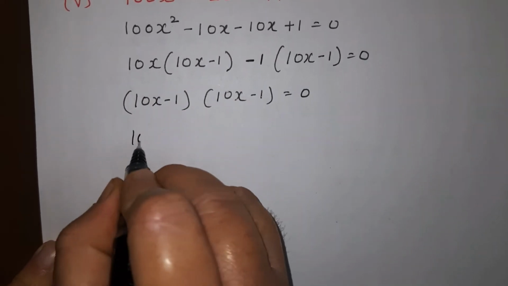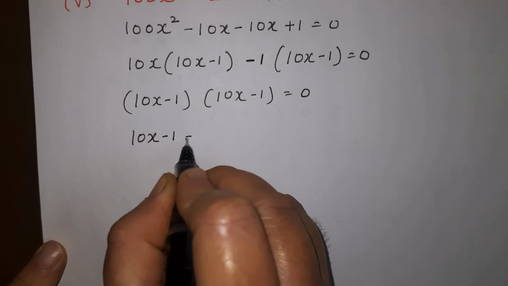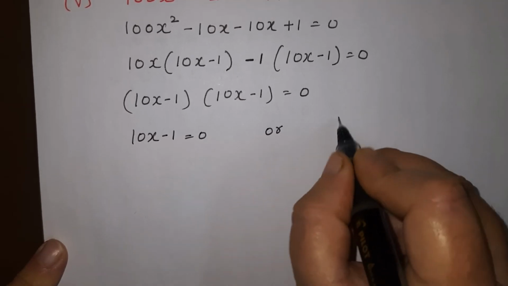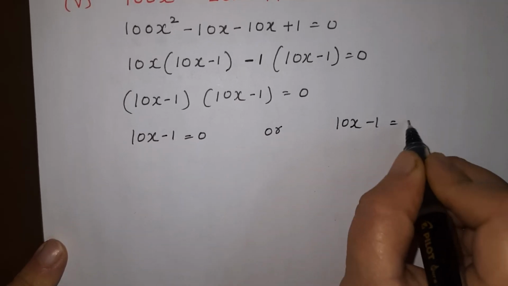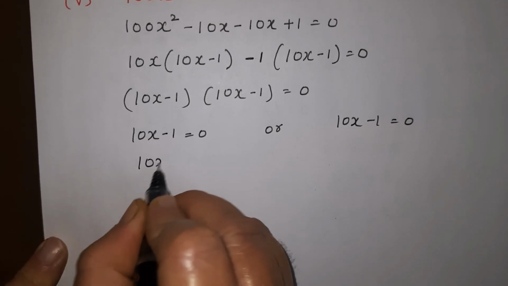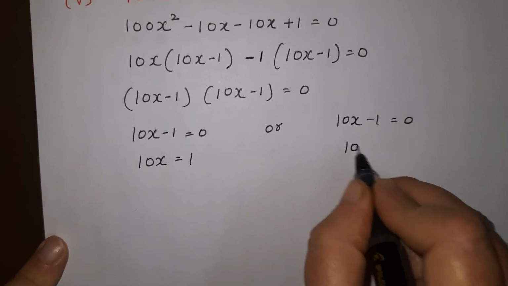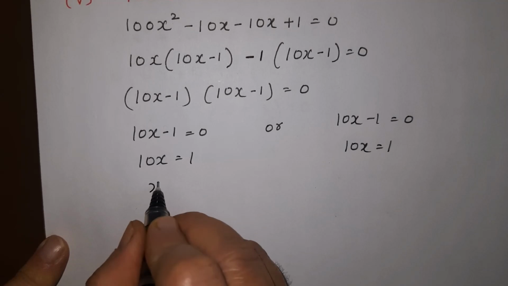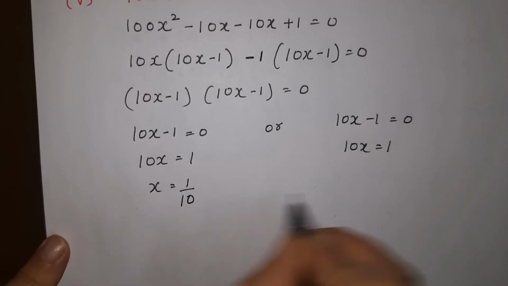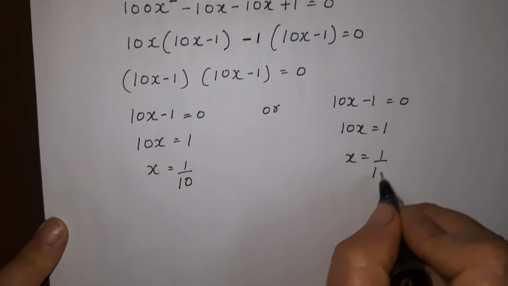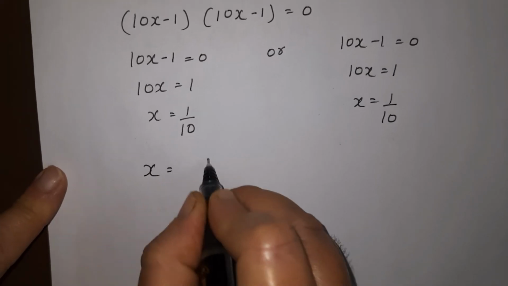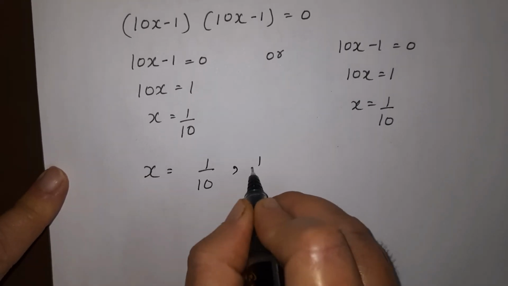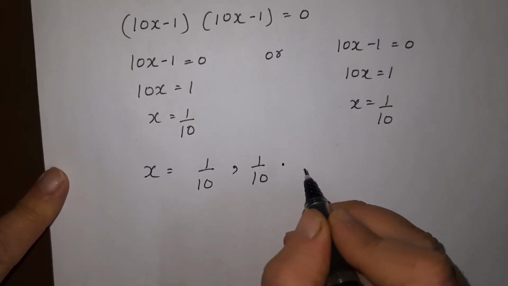So we have 10x - 1 = 0, or 10x - 1 = 0. 10x is equal to 1, so x is equal to 1/10, or our solutions or roots are 1/10 and 1/10.